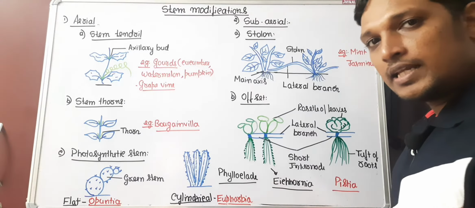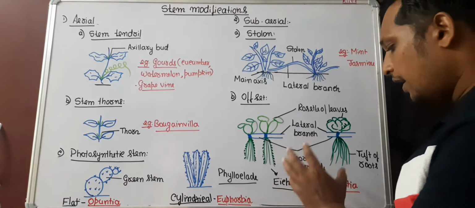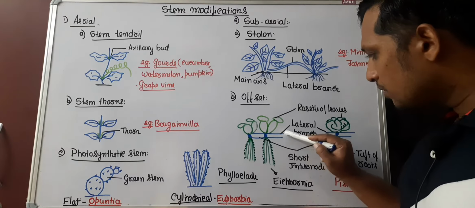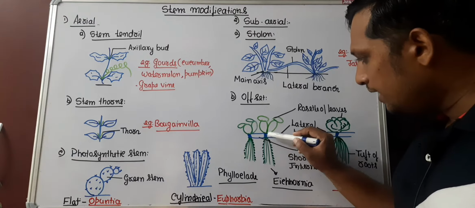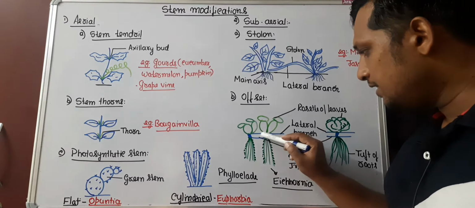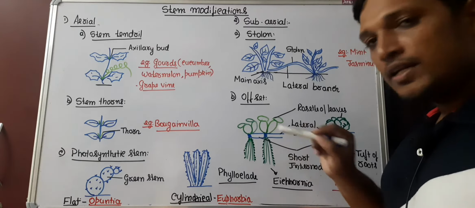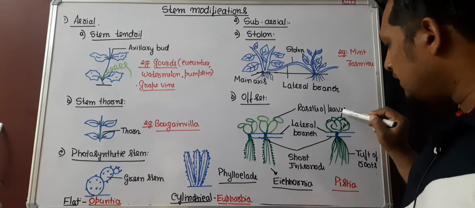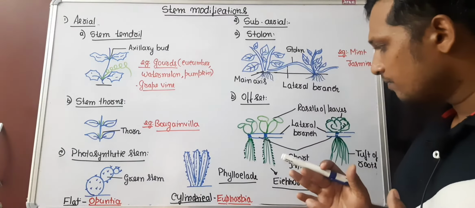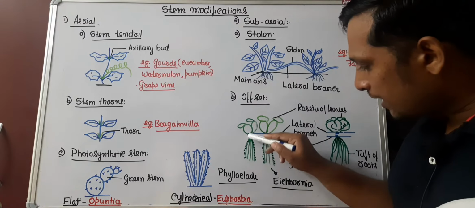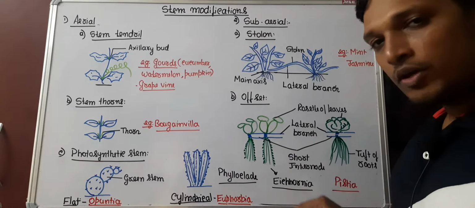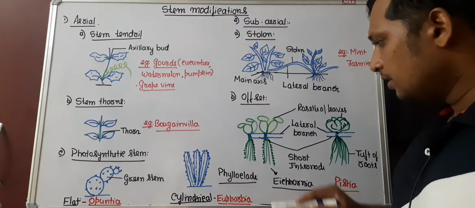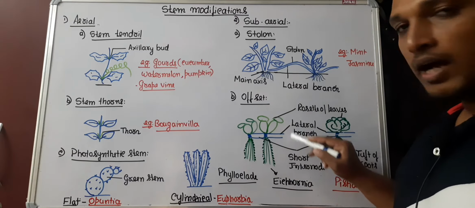Offset, it is usually seen in aquatic plants like Eichhornia and Pistia. They produce a lateral stem which will be having very short internodes. Internode is the region between two nodes. They are very near to each other. And from nodes, leaves will arise, which are usually rosette-like leaf clusters. Then from the other end, there will be development of roots, which will be a tuft of roots. So this is the structure of Eichhornia.